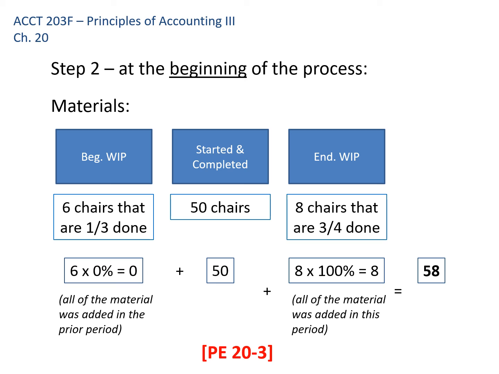The ones I started and completed, I get full credit for those. I had to add all the material for those during this month. And then ending work in process, if the material goes in the beginning of the process, then I'm going to have the material there for all 8 of those chairs, regardless of what percentage they're done. So I get credit for material for 8 chairs in what I started and ending. So the equivalent units of production in this case for materials are 58. So I could quite easily have problems where I have one number for equivalent units of production for materials, and a different number for conversion costs.